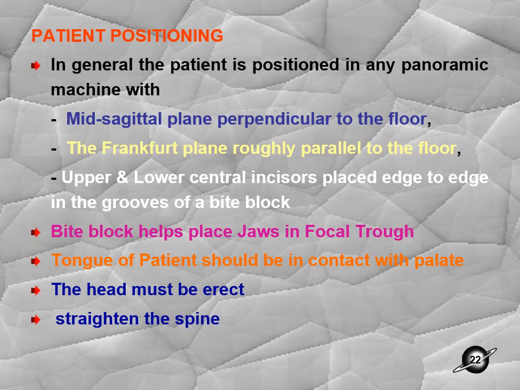Next, patient positioning. We need to position the patient in 3 directions. The first is the mid-sagittal plane, which needs to be perpendicular to the floor. All of you notice the mid-sagittal plane needs to be perpendicular to the floor. Frankfurt plane should roughly be parallel to the floor, and the maxillary and the mandibular central incisors placed edge to edge in the grooves of a bite block. These grooves of a bite block are nothing but the focal trough. So we need to position the patient in these grooves of the bite block, so that the structures placed in the bite block are well appreciated.